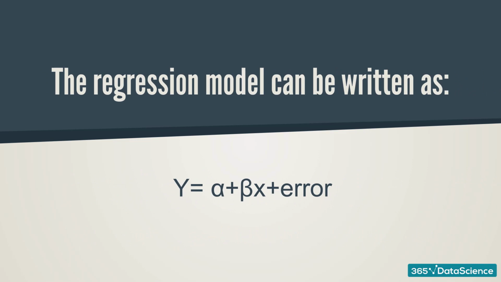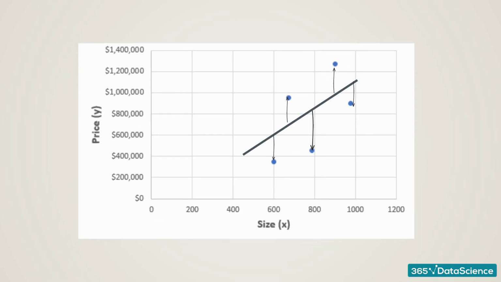We can expect an error, and the regression model can be written as y equals alpha plus beta times x plus error. When we talk about sample observations, the errors are called residuals. In the XY plot from earlier, we can draw straight lines connecting the best-fitting regression line and the actual data points. And the distance of these lines will give us the residuals.